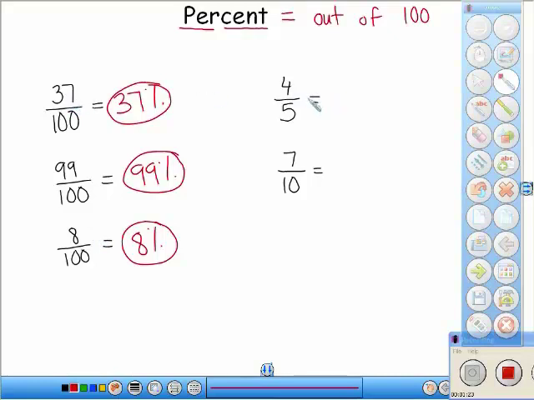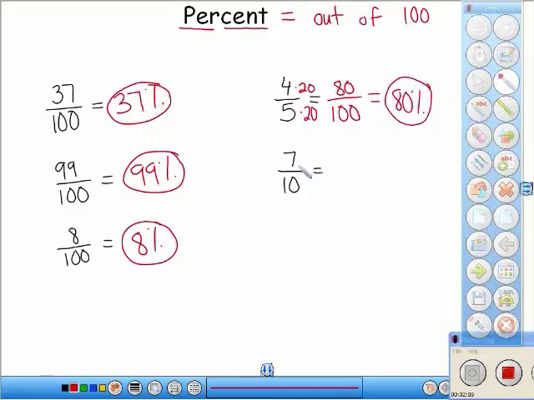So what happens if you have a fraction like these, where it's not out of 100? Well, if the fraction's not out of 100, what do we do? We make it out of 100, right? So we ask ourselves, 5 times what is 100? Well, 5 times 20. We've got to do the same thing to the numerator. Whatever you do to the bottom, or the denominator, you've got to do to the top, the numerator. 4 times 20 is 80. 80 out of 100. 80 hundredths would be 80%.